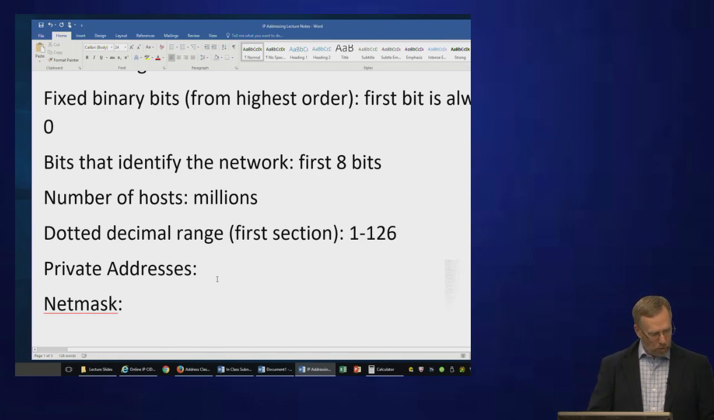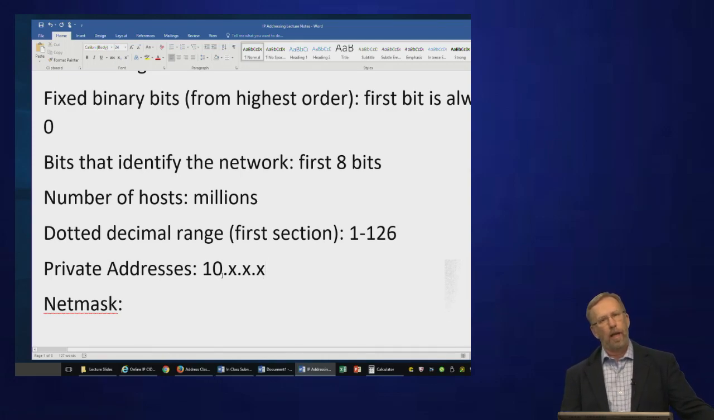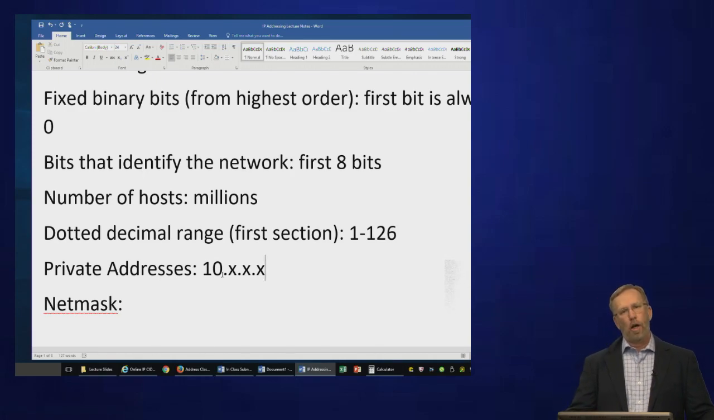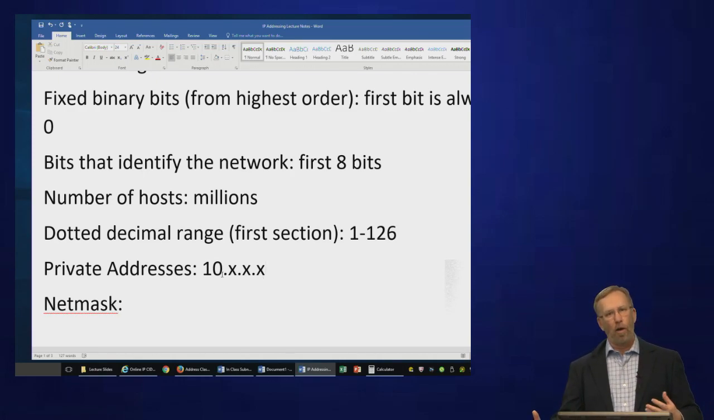The 10 network is reserved for private addressing. So you could use the 10 network internally in your organization for traffic that doesn't leave your organization, even if it travels in a WAN, so it goes through a router to another subnet in your organization. You can configure your router to route private addresses in the 10 range. You can do that internally in your organization, but they will never be routed outside your organization.